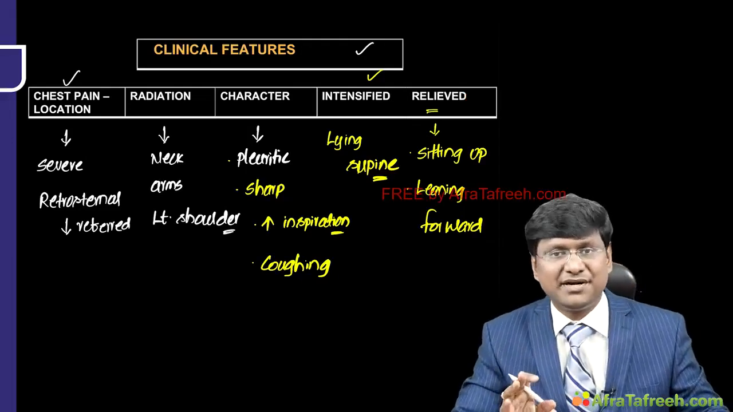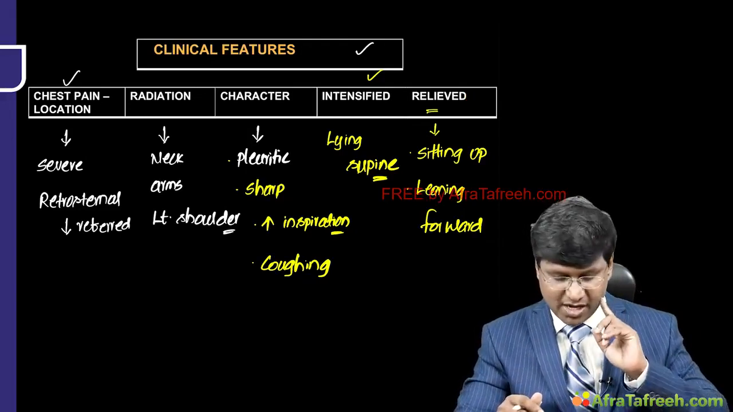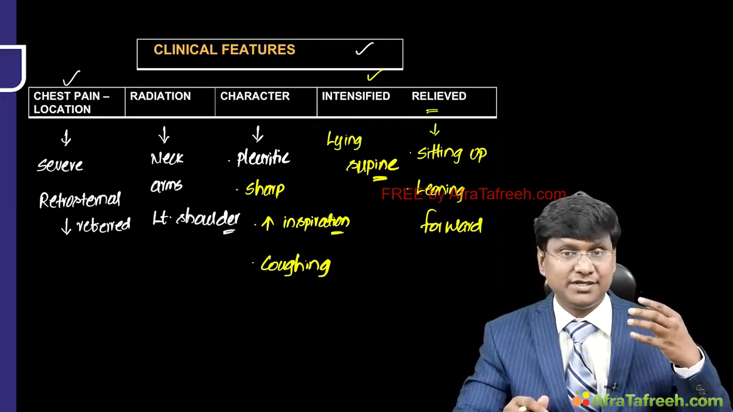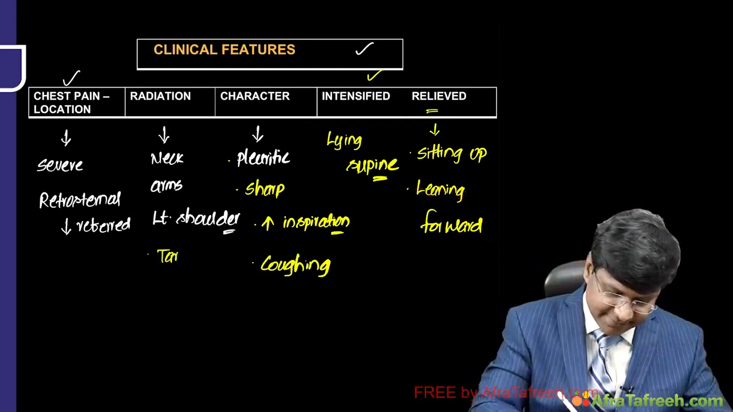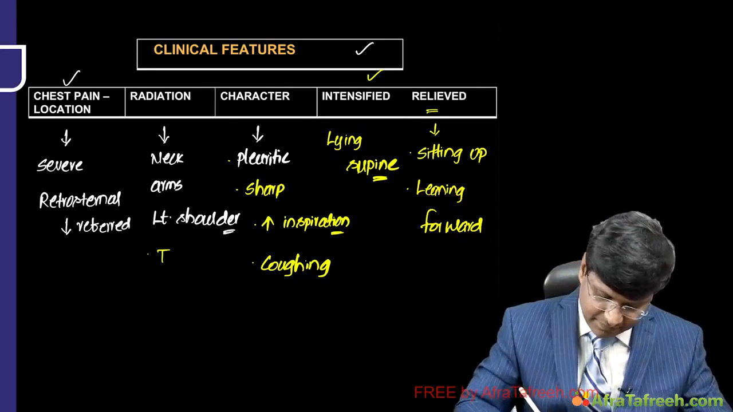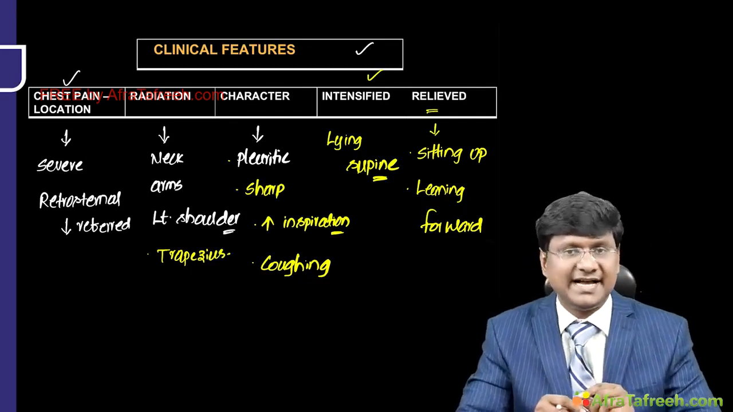And one point you have to understand is that the pain will be radiating to the neck, arms, and even the left shoulder. Sometimes the pain also will radiate to the trapezius muscle, to the trapezius ridge as well.